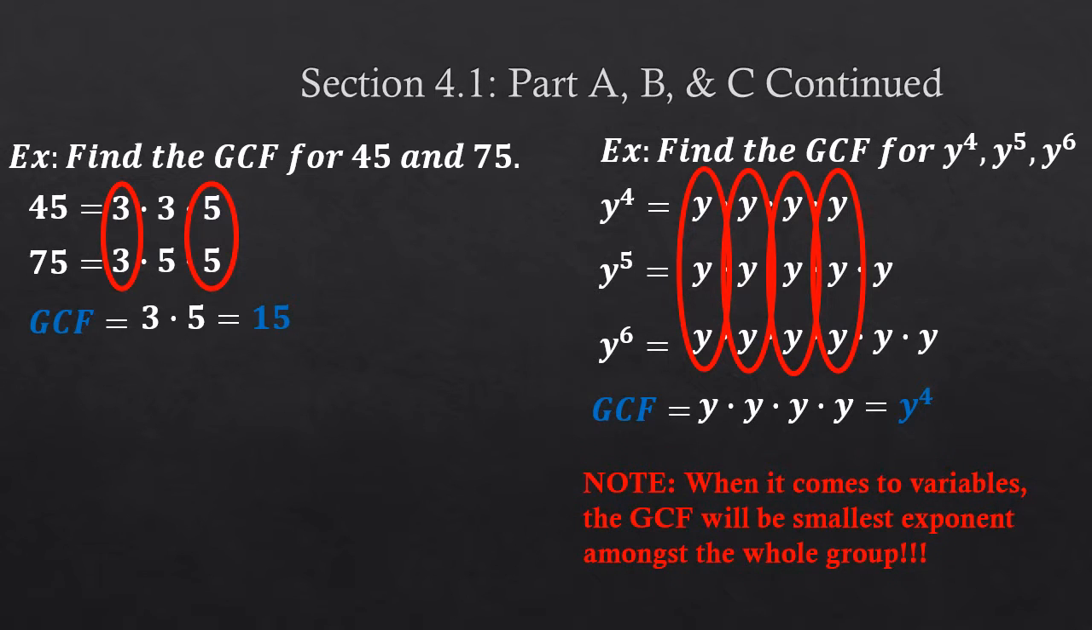Now this is a very, very helpful note here, and it's sort of a shortcut when it comes to variables, and this can only be done for the variables. When it comes to variables, the GCF will be the smallest exponent amongst the whole group. Basically, you're looking at all of the exponents as a whole, but you're looking for the term that has the smallest exponent, because that is the GCF for all of them. Please remember this note. It'll be very helpful in the future.